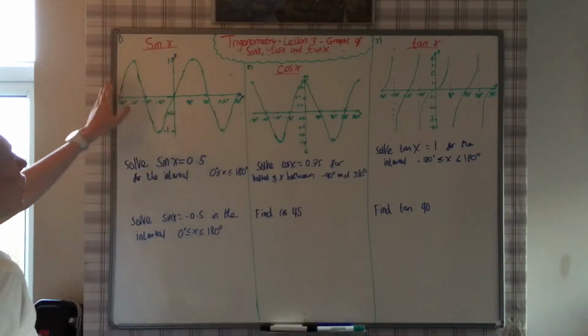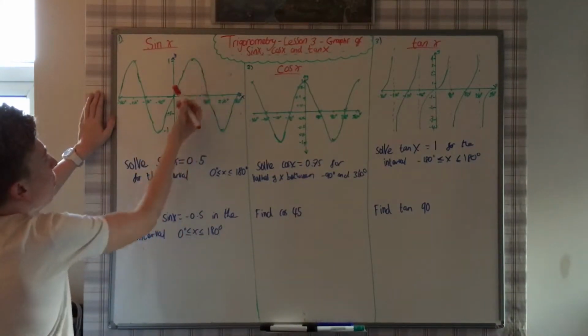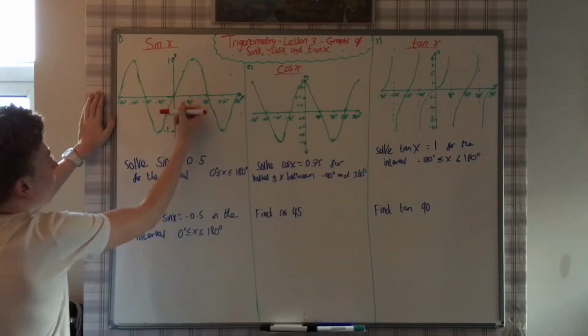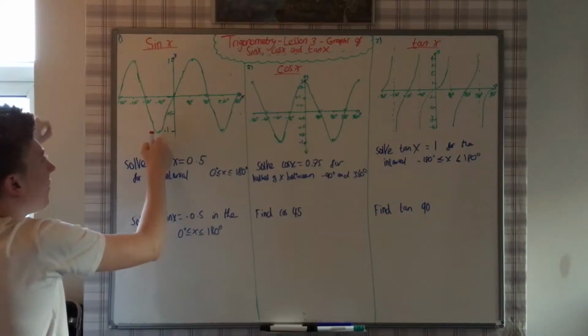And if you look in the negative direction, it's just a reflection in the x-axis. Where it's 90 degrees and positive 1 here, it's minus 90 degrees and minus 1 here. And again, this will continue to minus infinity.